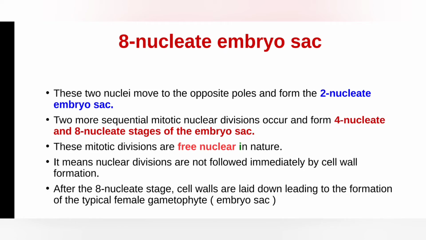After the 8 nucleate stage, cell walls are laid down, leading to the formation of the typical female gametophyte, that is embryo sac. So now, due to a series of mitotic divisions, the embryo sac has come to a stage which is known as 8 nucleate stage. It means the embryo sac has got 8 nuclei in it. After this formation, only later on cell walls are formed and it becomes a typical female gametophyte, that is embryo sac.